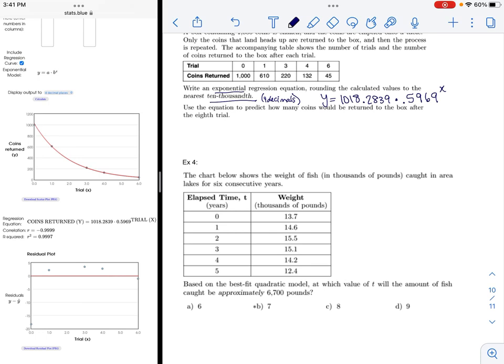Now, same thing, similar as before, we want to actually try to predict some outcomes. So we're going to use the equation to predict how many coins would be returned to the box after the 8th trial. So x is trial numbers. So we're going to plug in 8 for this.